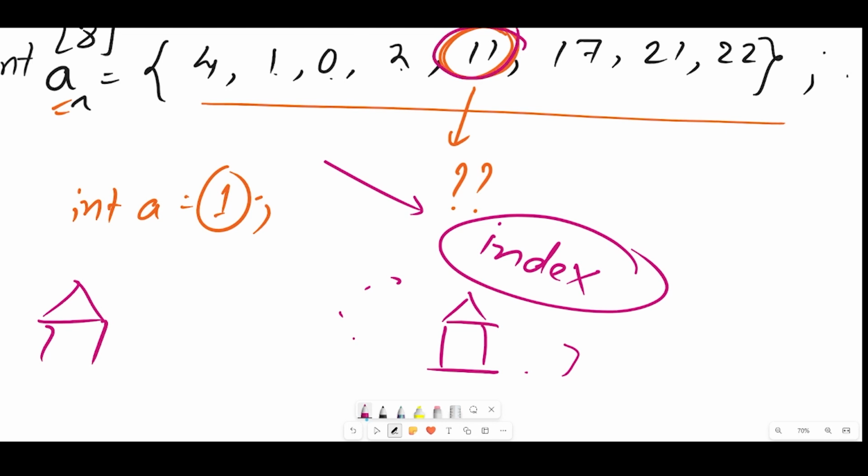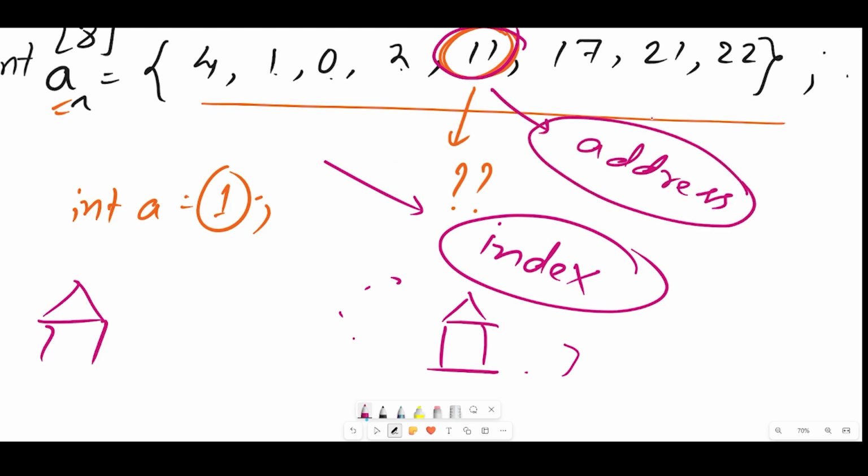Similarly, I don't know where 11 is. How can I access it? But I do know the address of 11. So if you know the address, you can easily get the value, because I have to first go to the address before I access the value. So this address is referred to as the index in arrays.